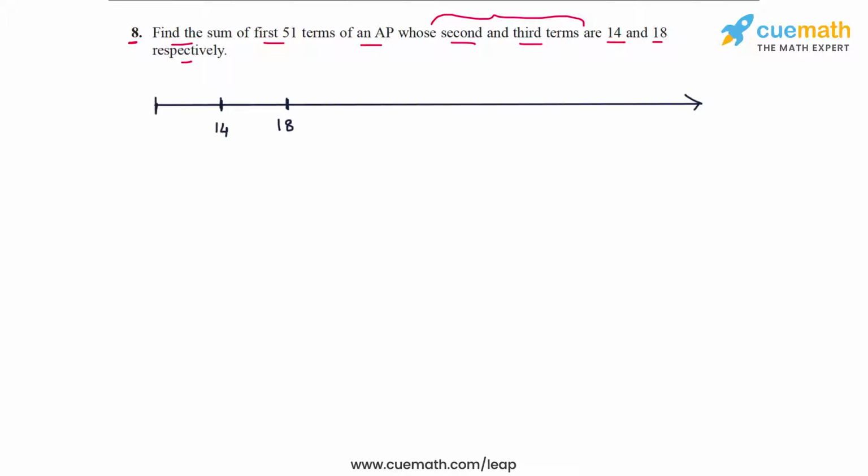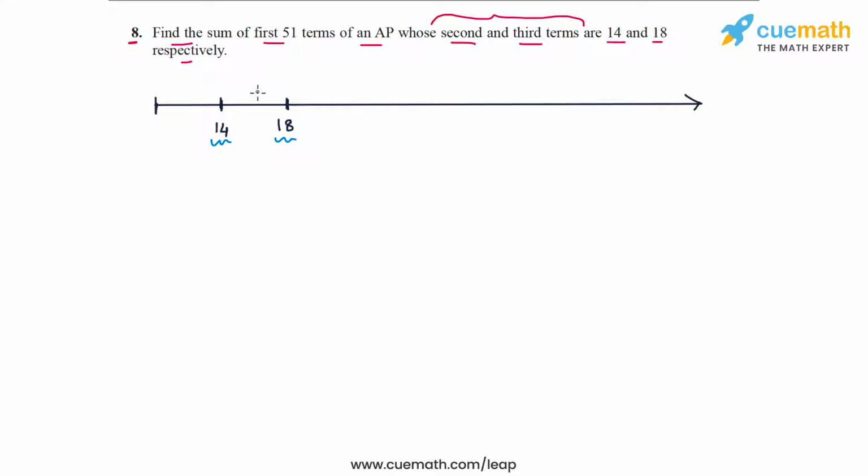In question 8 of the exercise, here's what the problem statement says. Find the sum of the first 51 terms of an AP whose second and third terms are 14 and 18 respectively. So this question is actually quite easy to solve since what we are given are the second and the third terms. And the reason this makes the problem very easy is clear if you visually represent this information given to us. The second term is 14, the third term is 18.